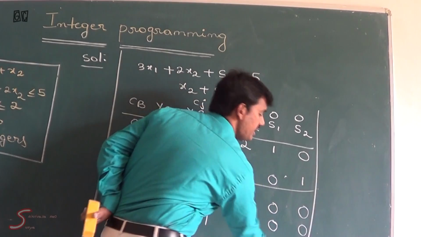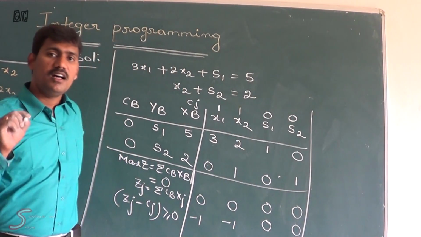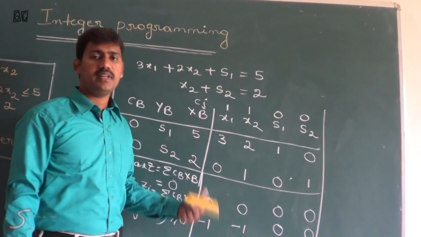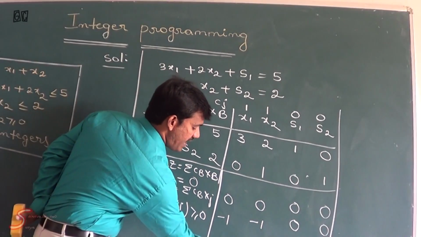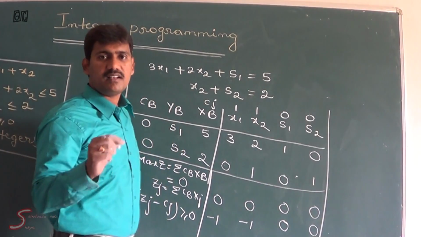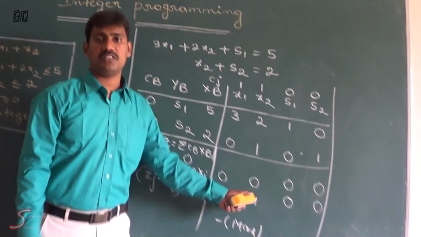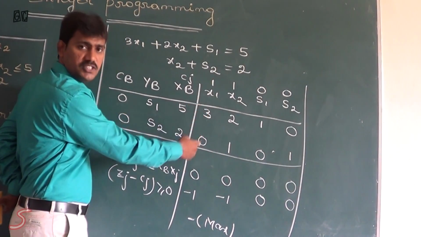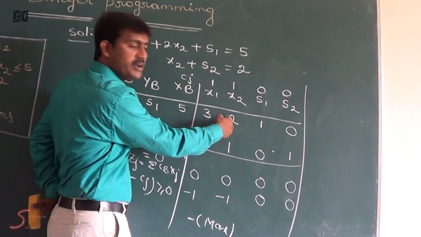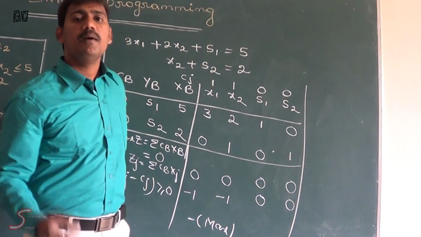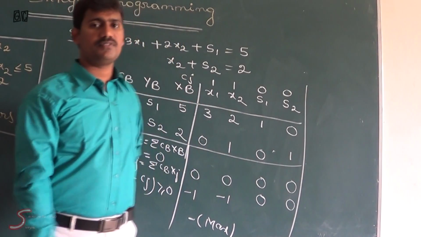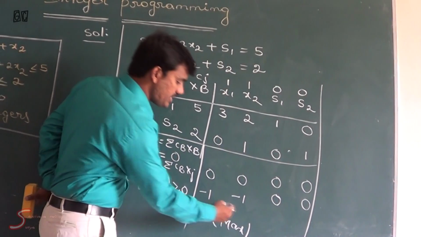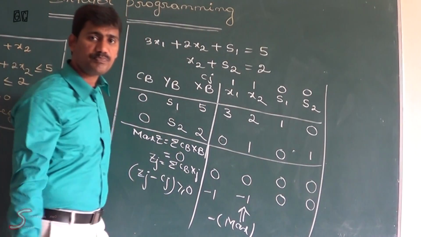But in this case, the net evaluation conditions are not satisfied, that is minus 1 and minus 1. So we take the most negative value. But there is a tie, minus 1 or minus 1. If you observe this, we would get the key element from 3 and 0, or from 2 and 1. The next step is to make the key element into unity by dividing itself. So I am considering this one. Why? Because we have a 1 here. So without loss of generality, I am taking this most negative one.